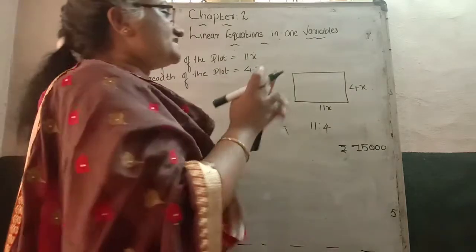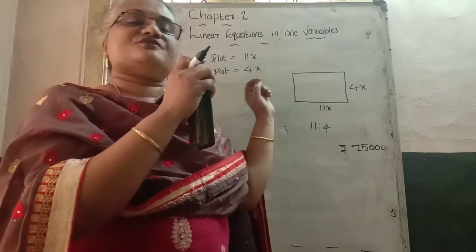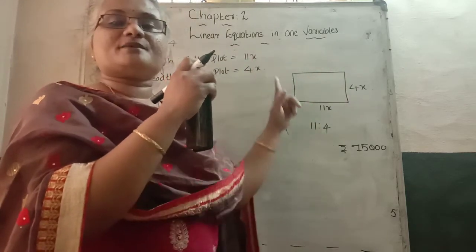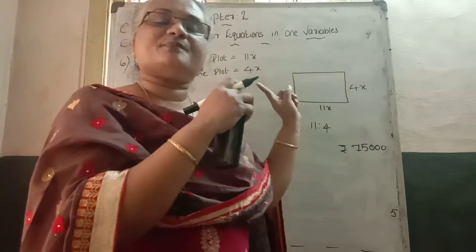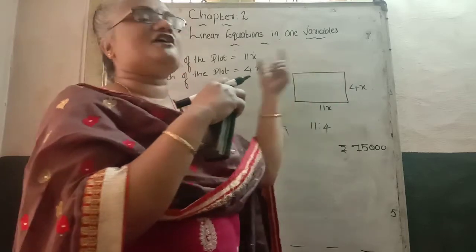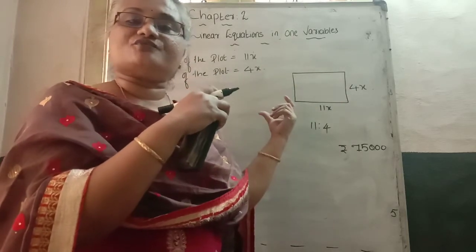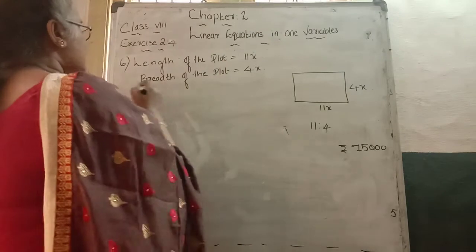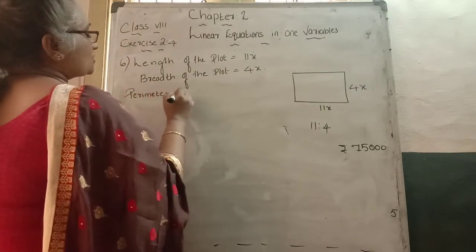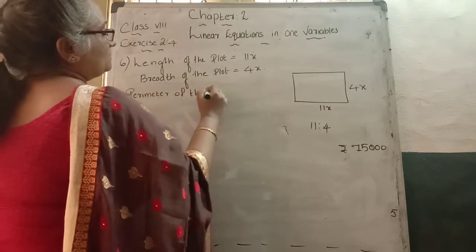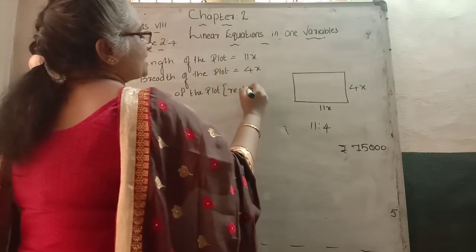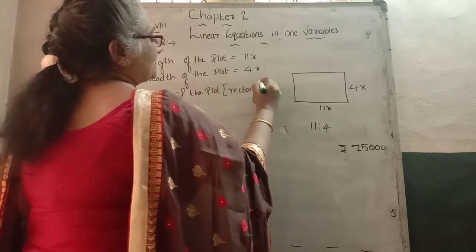Fencing is done on the boundary part of the plot. The distance around the boundary is called the perimeter. That's why first we want to find the perimeter of this plot. So, third step, we write: find the perimeter of the plot. The plot is in which shape? A rectangle.